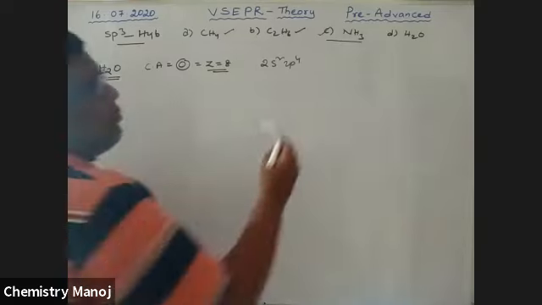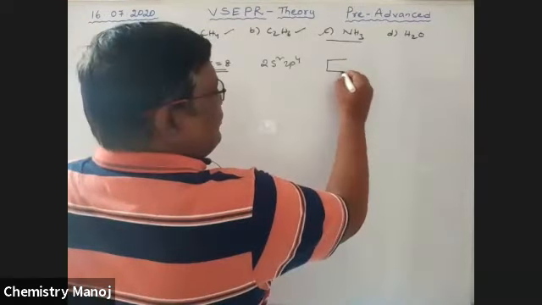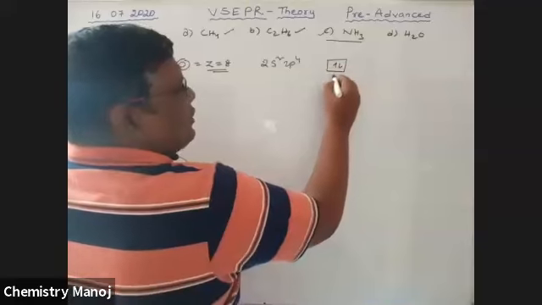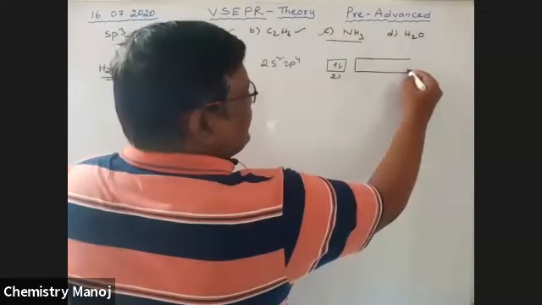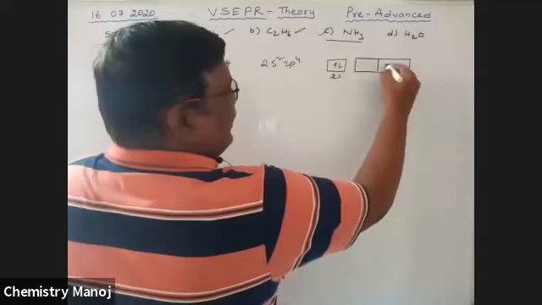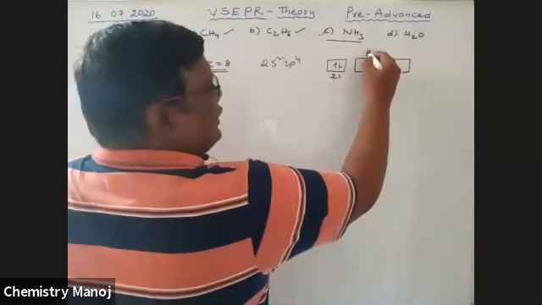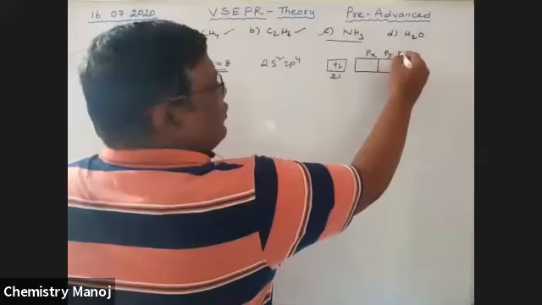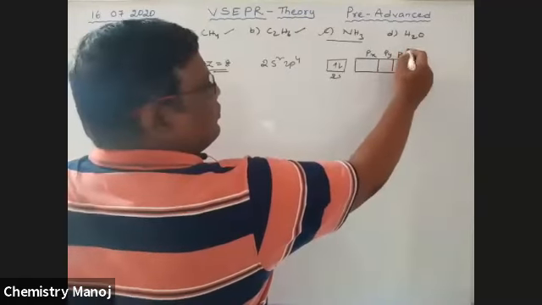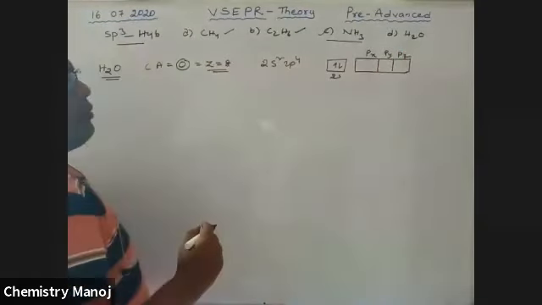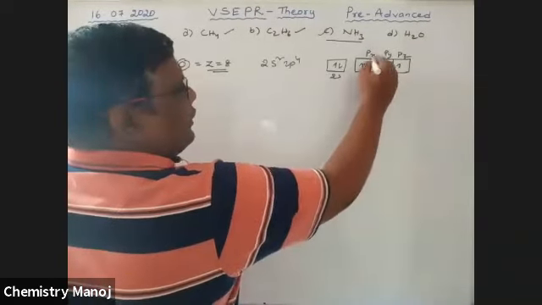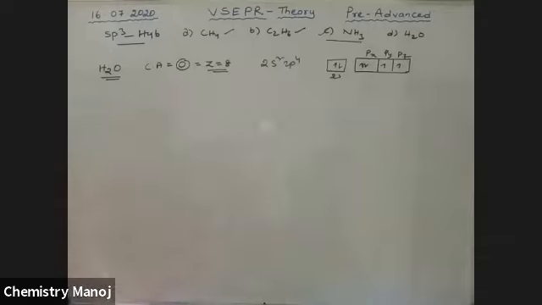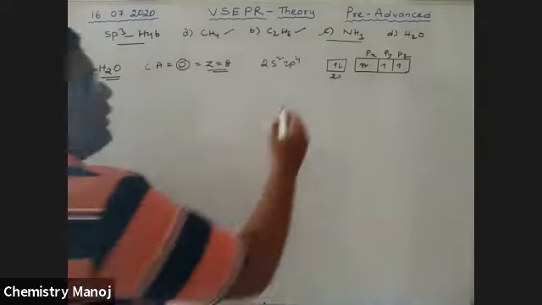Now I am writing the box method. It is a 2s orbital with a pair of electrons. Now the 2p subshell contains three orbitals: a px orbital, py orbital, and pz orbital. So p4 means 1, 2, 3, 4 electrons.